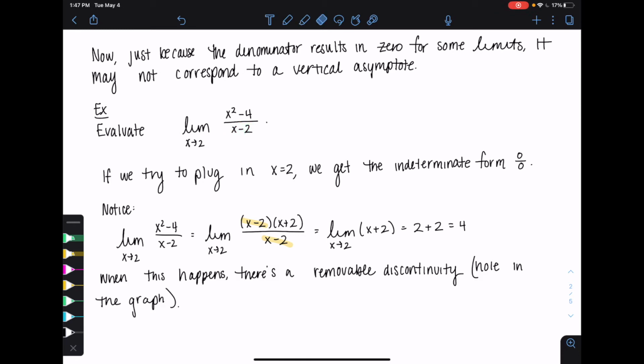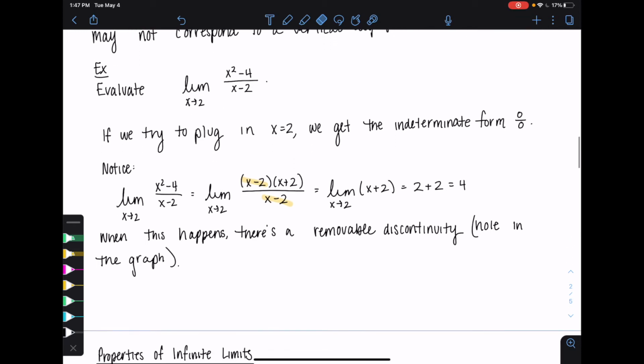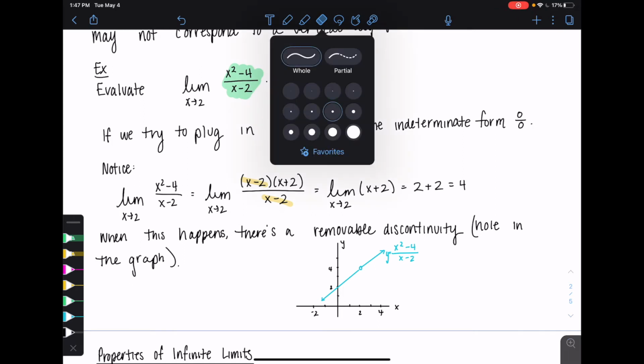Instead, this is that removable discontinuity because you just have a hole in the graph. If you tried to graph this rational function, it would have a hole, and you would graph the line x plus 2 instead and put a hole at (2, 4). Okay?